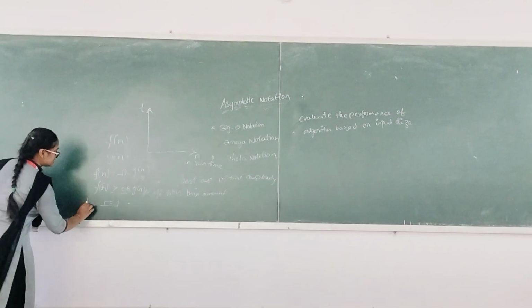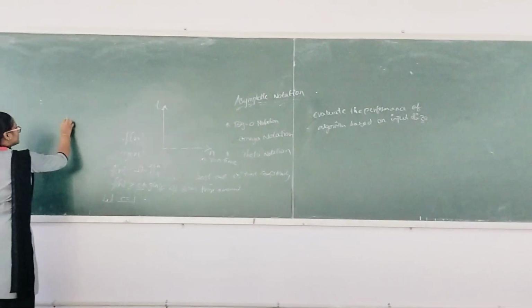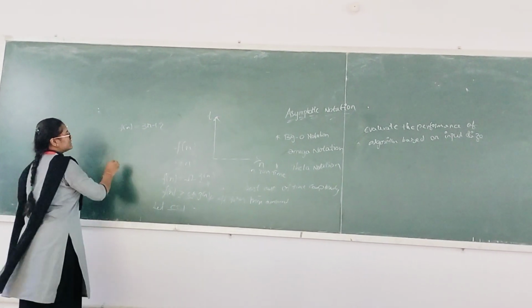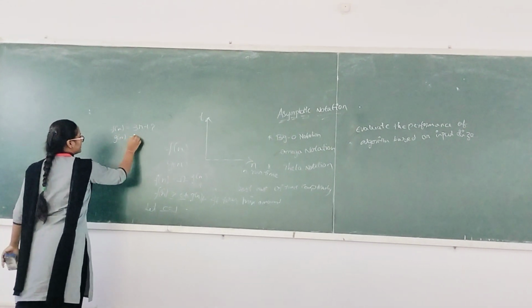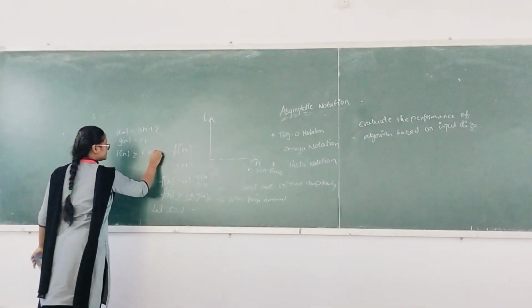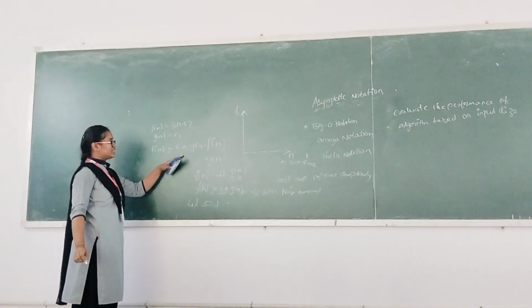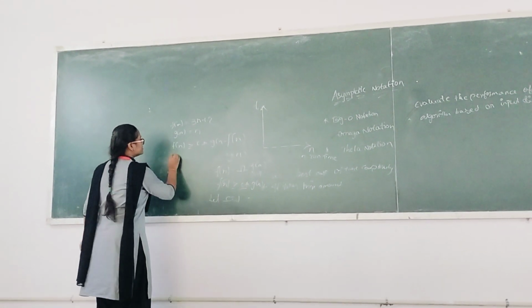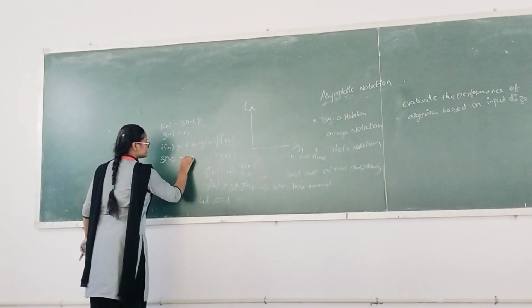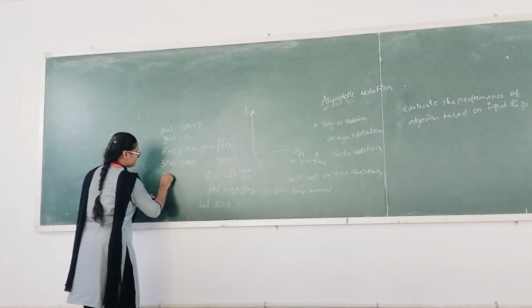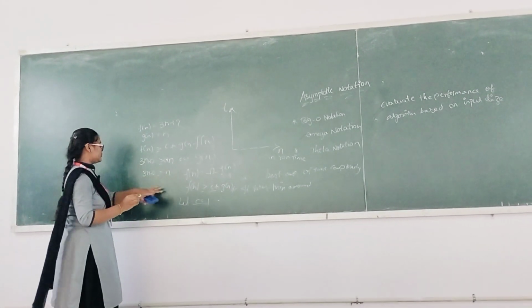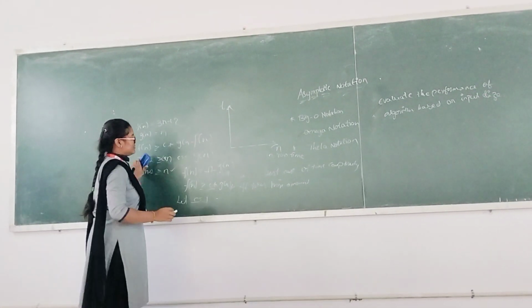For example, let c equal 1. Here for example, f of n equals 3n plus 2, g of n equals n. The mathematical representation of omega notation is f of n greater than or equal to c star g of n. c star n. Here c equals 1, so 1 into n. So it is correct.